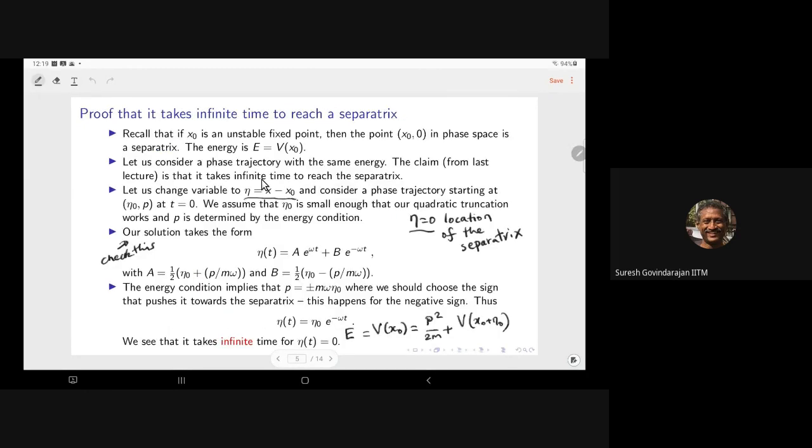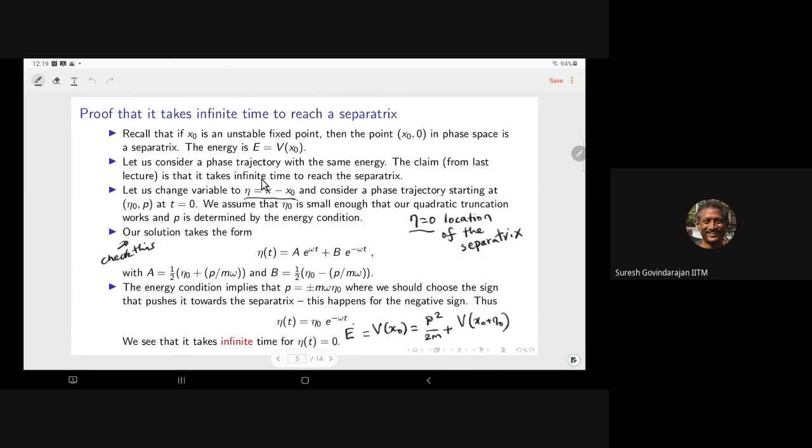And you can see we have made no assumption about any details of the potential, except for the fact that x naught is an extremum, and the second derivative has a particular sign. That's it.